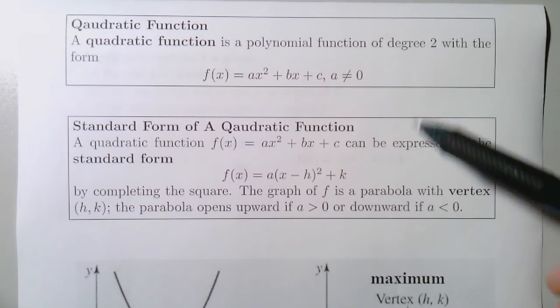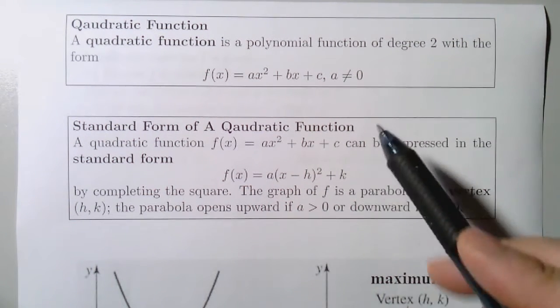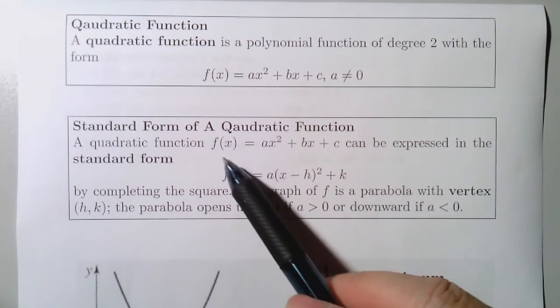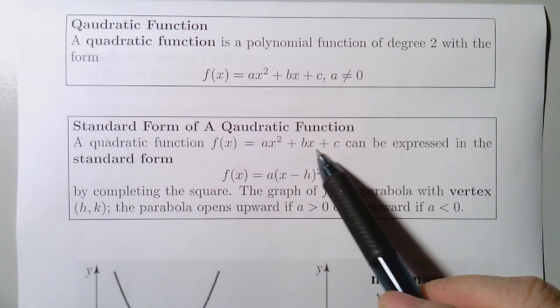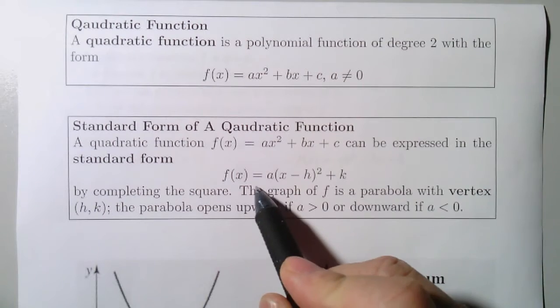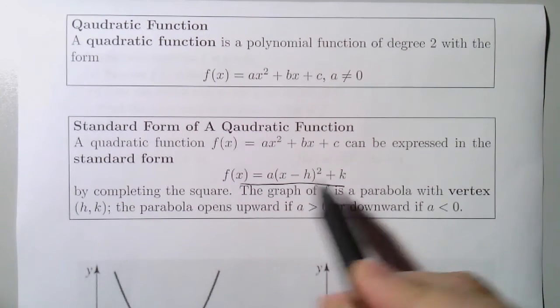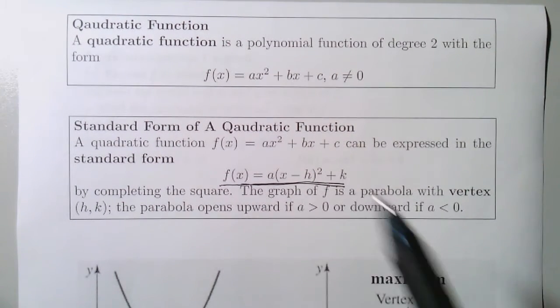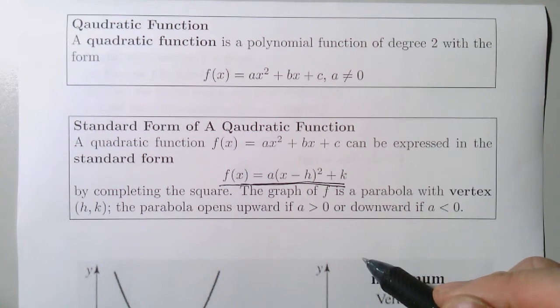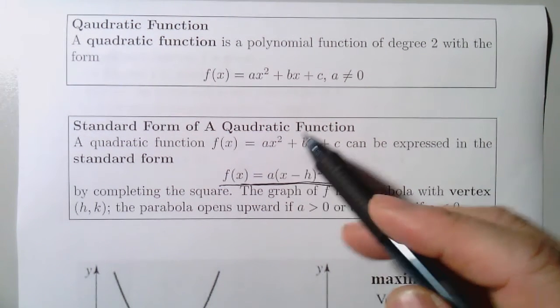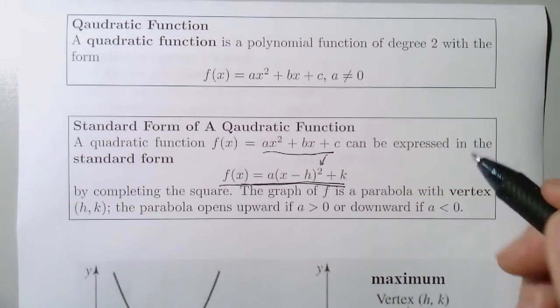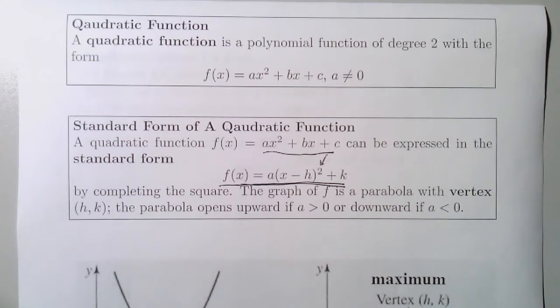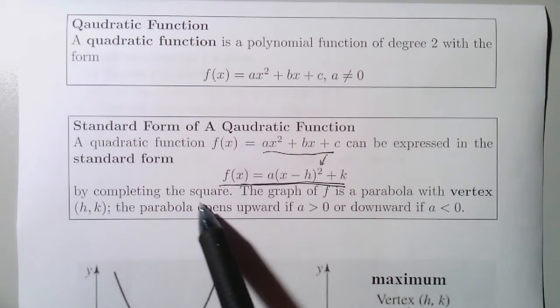And what is a standard form? A quadratic function f(x) equals ax squared plus bx plus c can be expressed in this form. We refer to this form as the standard form. And the question is how we convert from the general form to the standard form. Normally, we try to do completing the square.